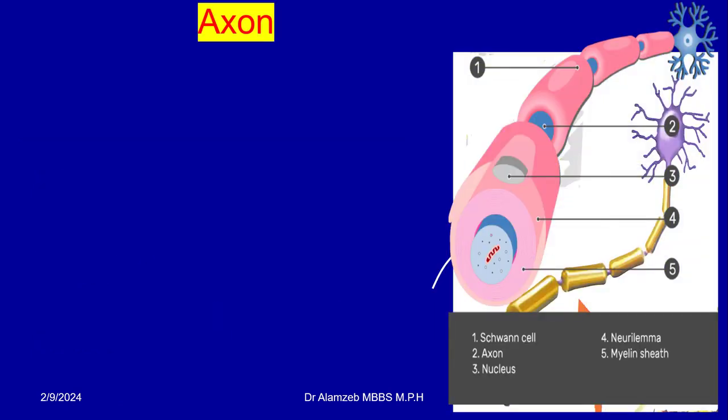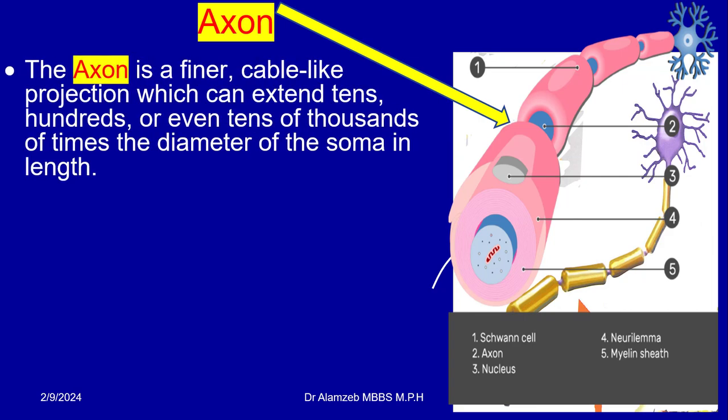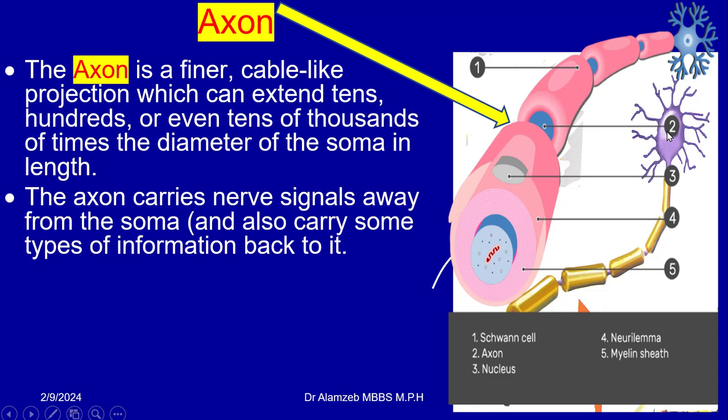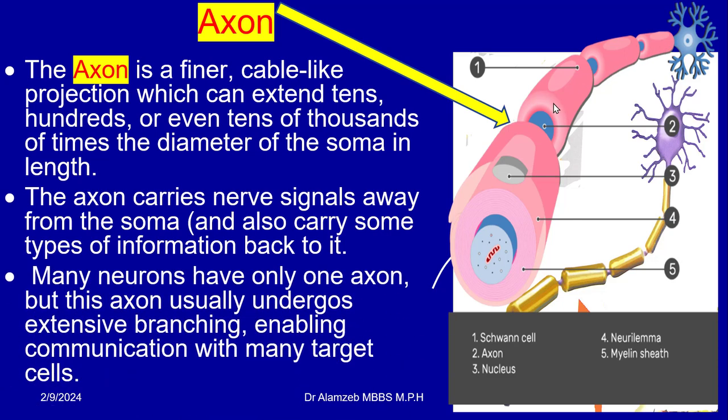The axon, a thread-like structure, is a fine cable-like projection which can extend tens, hundreds or even tens of thousands of times the diameter of the soma in length. The axon carries nerve signals away from the soma and also carries some types of information back to it. Many neurons have only one axon, but this axon usually undergoes extensive branching, enabling communication with many target cells.